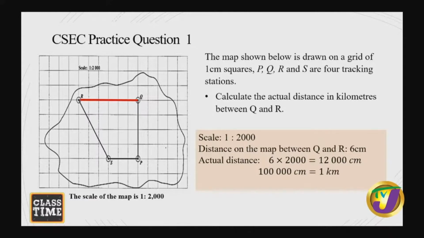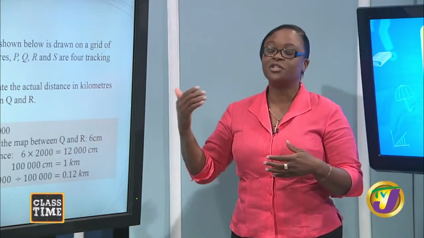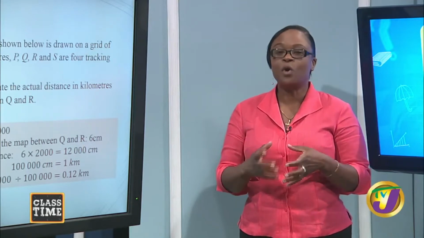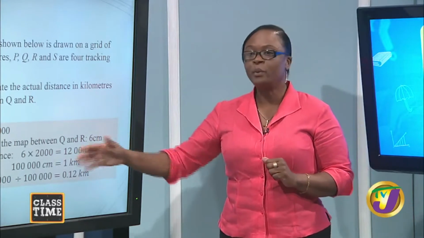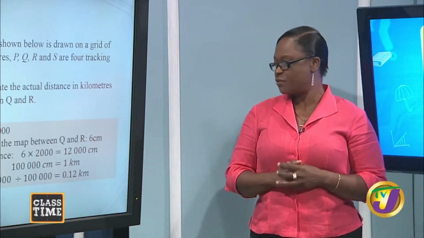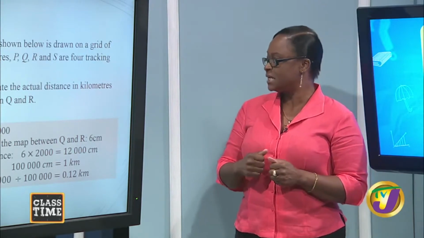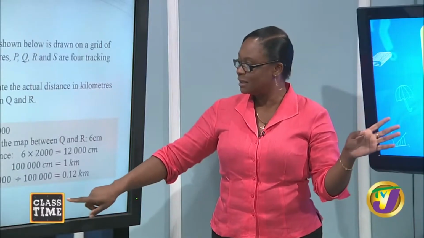And of course, ladies and gentlemen at home, please remember that the information you learned earlier in previous years is very important when you come to problem solving. When we go ahead and do the division right here, we see that the actual distance in kilometers between Q and R is 0.12 kilometers. So that's another set of points gone.